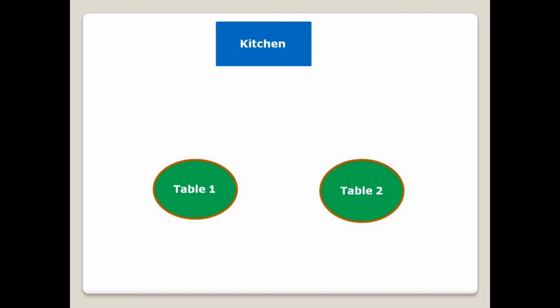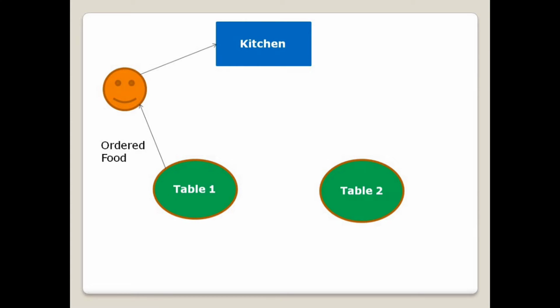Okay, so let's take a real life example and try to understand. Let's say you went to a restaurant. The chef is there in the kitchen, and we have two tables, table 1 and table 2. You are at table 1. A waiter comes to you and you order the food. Once you order, the waiter informs the chef or the kitchen that this food should be prepared.